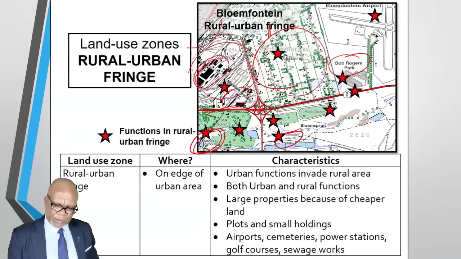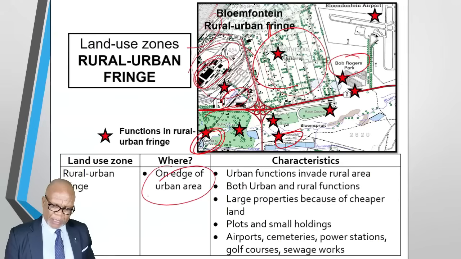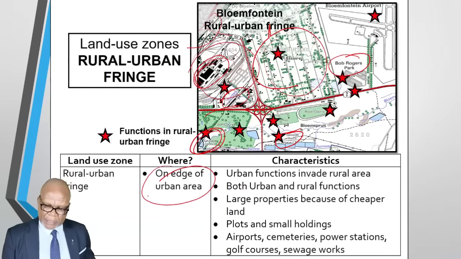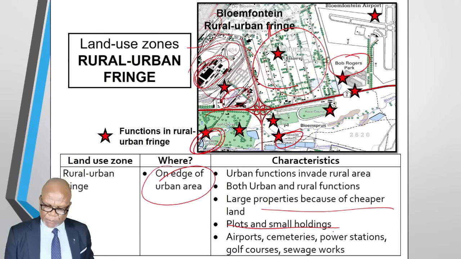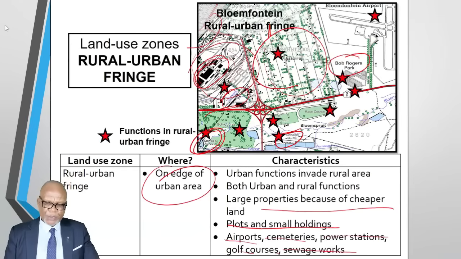So where is it found? It is found on the edge of urban area. It also has got the mixed functions. What mixed functions? The mixed functions of urban areas and rural areas. It has got large properties because of cheaper land. Plots and small holdings are found there. Not the actual farms, but small holdings. It's plots. And this is where you find your airports, your cemeteries, your power station, your golf courses, and your sewer works as indicated in the slide here.